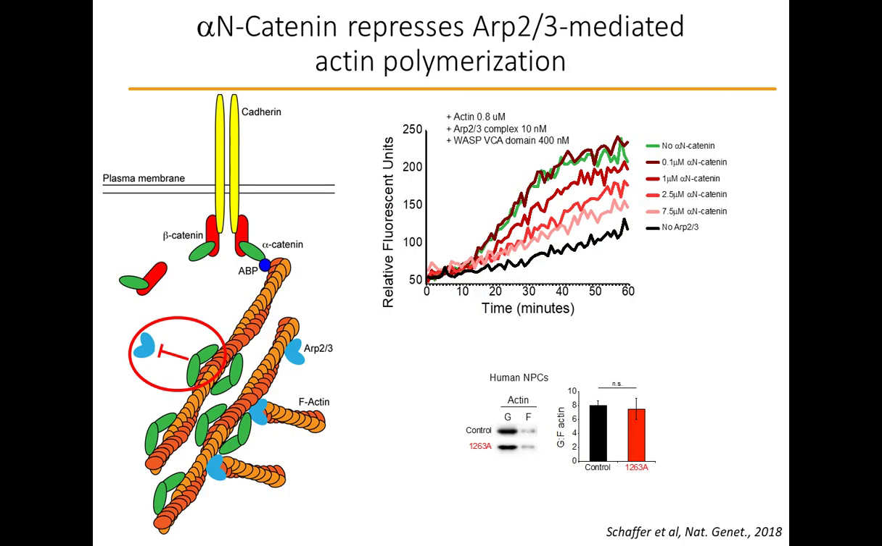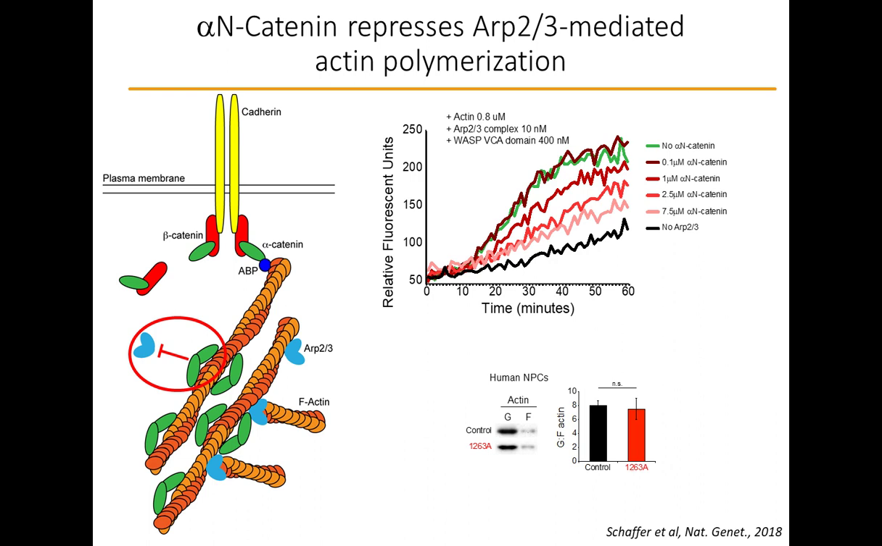Since alpha-N-catenin could regulate actin in a variety of ways, we wanted to test whether it was capable of repressing ARP2/3-mediated actin branching, so we performed an ARP2/3-mediated actin polymerization assay. Using purified proteins, we can induce actin branching and polymerization by adding ARP2/3 and its activating protein N-WASP, which is shown with the green line. Without ARP2/3, basal levels of actin polymerization are observed, and this is the black line.